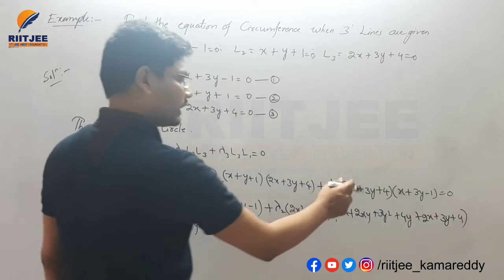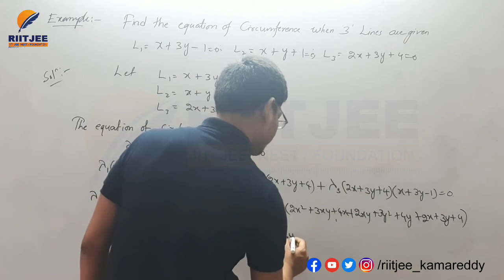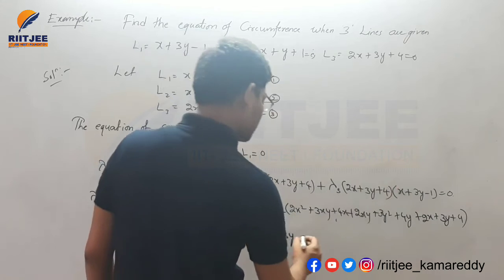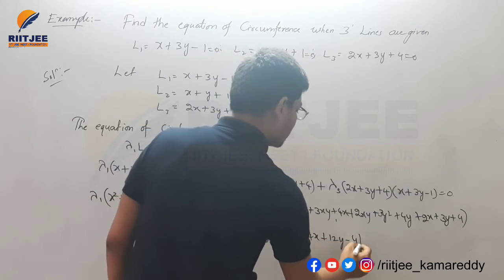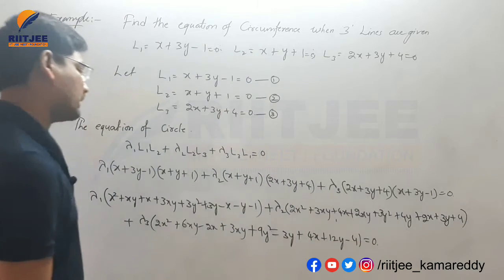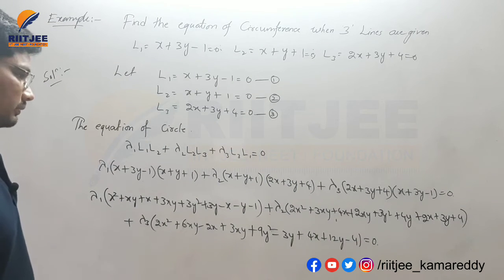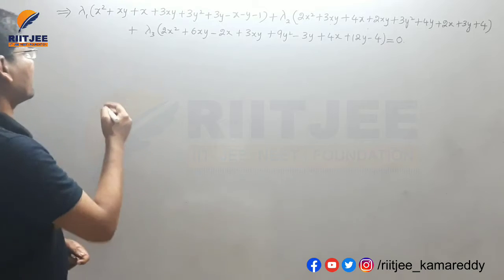Next 3y into minus 1, minus 3y, and finally 4 into the total term will become 4x plus 12y minus 4 is equal to 0. This is the complete expression here. Let's solve this equation here.